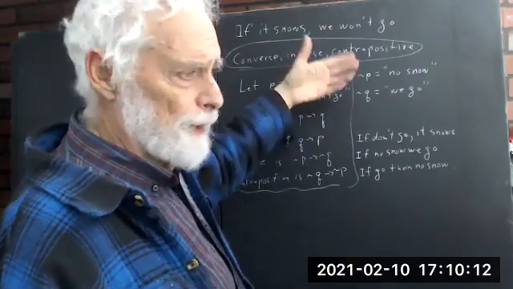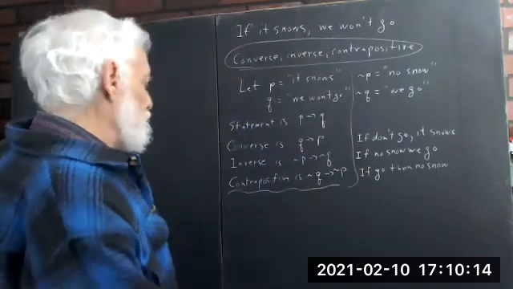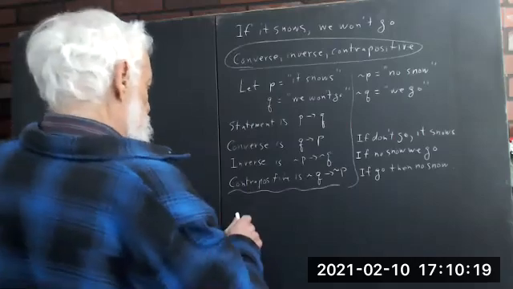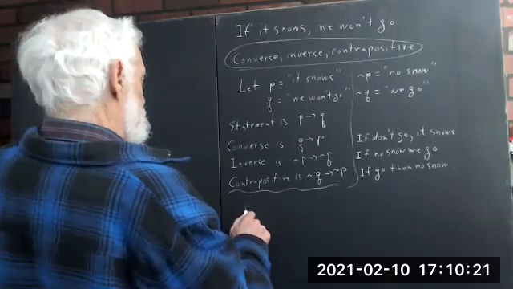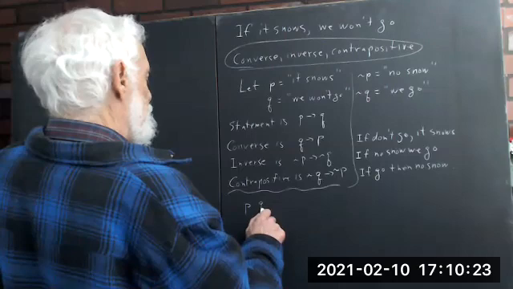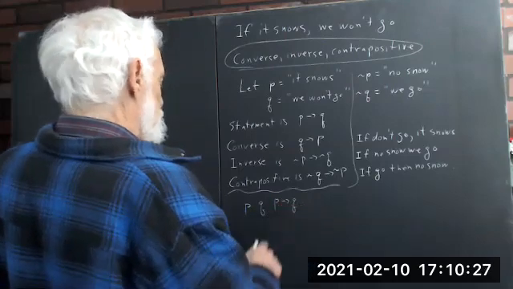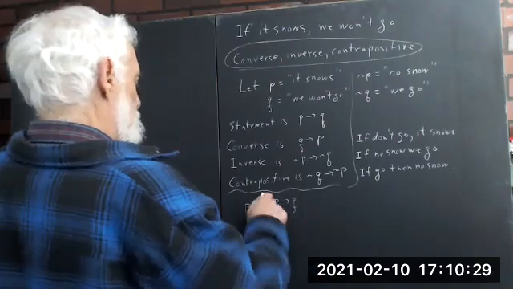Does that mean the same thing as any of the others? Well, let's make truth tables and see how this works. Okay, so we have P, Q, if P, then Q. Very simple truth table.